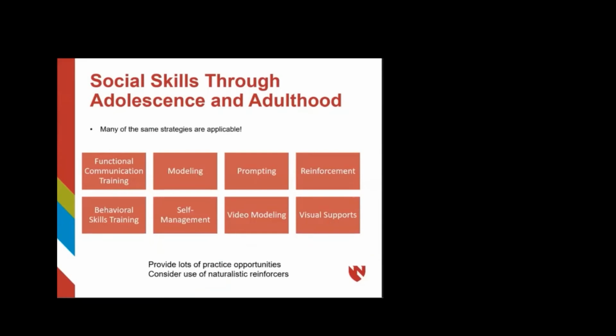So when teaching or working on social skills with older individuals, many of the same strategies that we talked about earlier are applicable. Some of these things include functional communication training, modeling, prompting, reinforcement, BST, self-management, video modeling, and visual supports. Same thing, we want to ensure we're providing lots of practice opportunities and consider the use of naturalistic reinforcers when working on social skills with adults and adolescents. So we're going to talk a little bit more about self-management and visual support since we haven't touched on that quite yet.